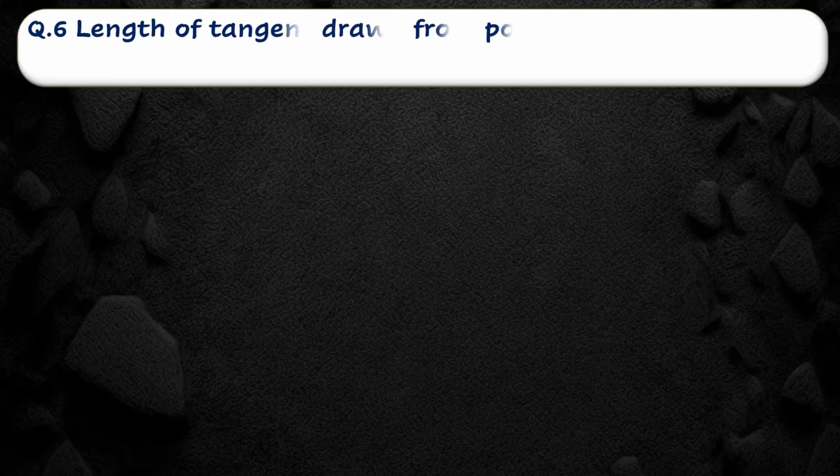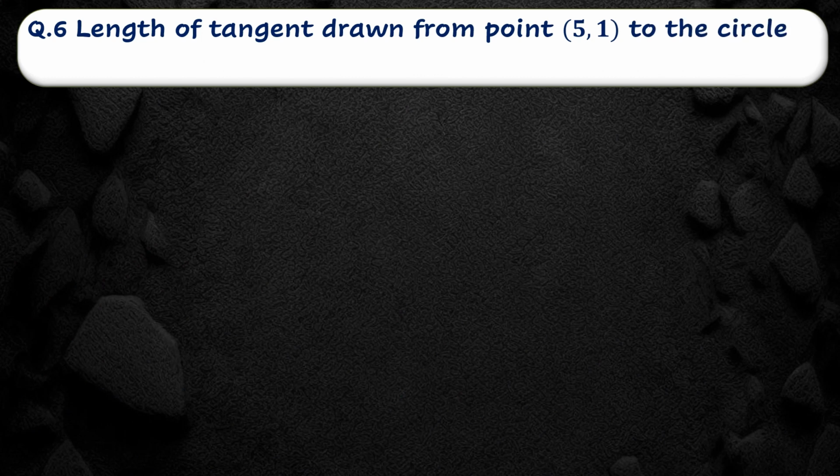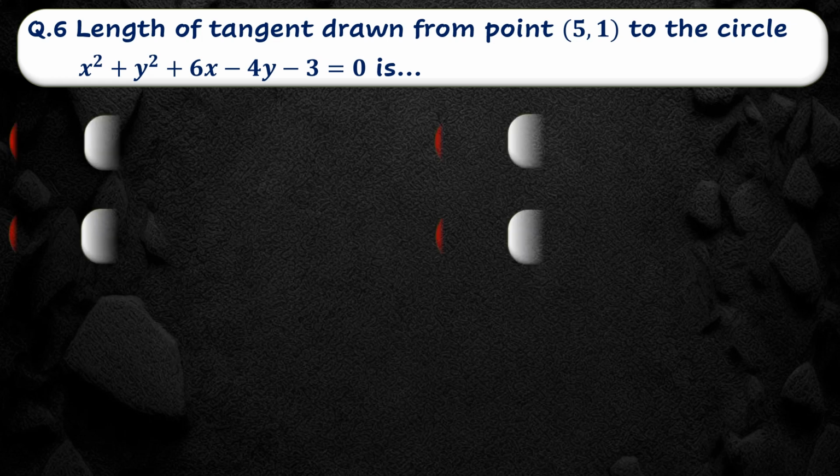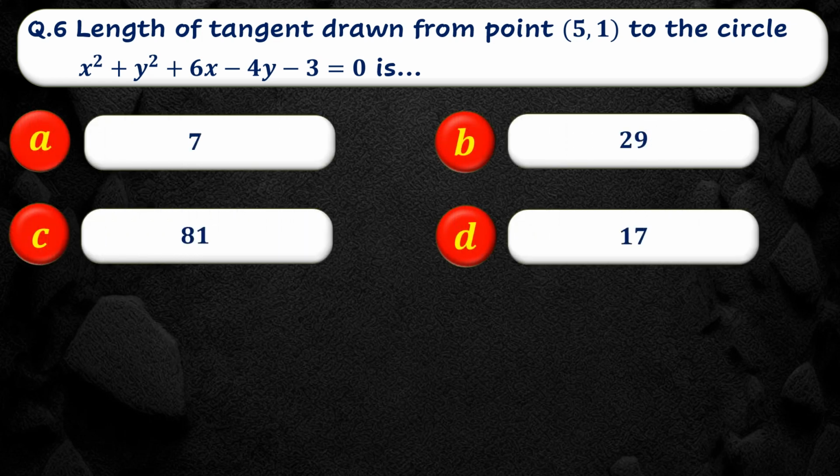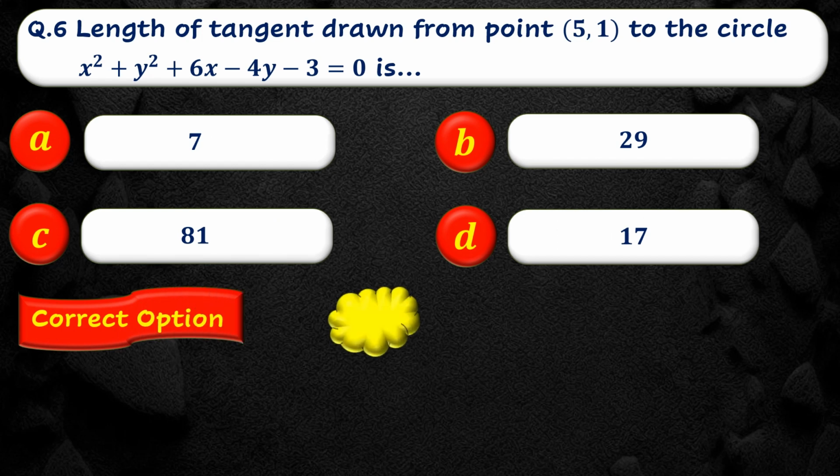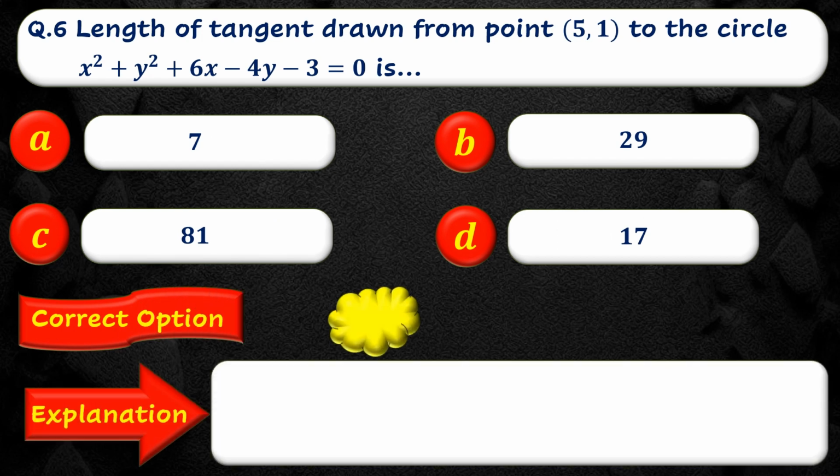Question number 6. Length of tangent drawn from point 5, 1 to the circle x square plus y square plus 6x minus 4y minus 3 is equal to 0 is, and the options are. Let's check out which one is the correct option, but before that we explain it.